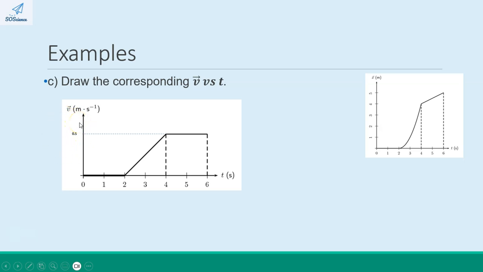And the only velocity value that we have is the 0.5 meters per second that we calculated based on this gradient. So from 4 to 6 seconds, we know that the velocity y-axis value is 0.5 meters per second. So we only have two y-axis values on this graph, 0 and 0.5.